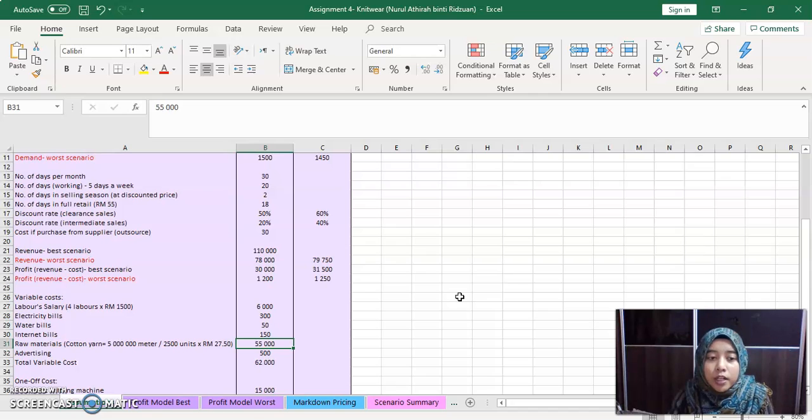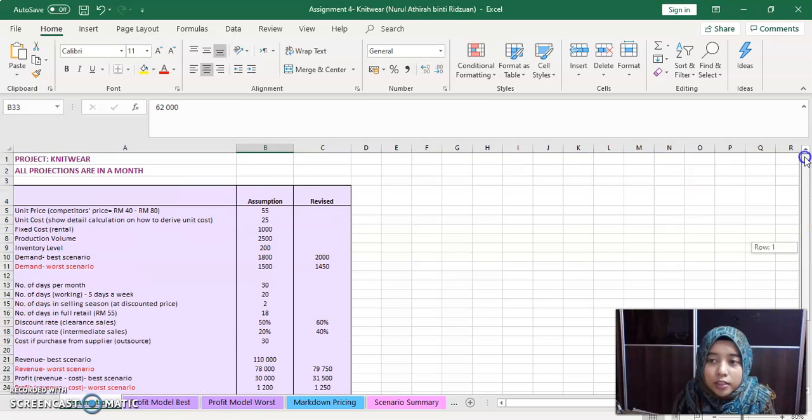For 2,500 units, I need 5 million meter. So 5 million meter divided by 2,500 units, multiply with 27 ringgit and 50 ringgit for the cotton yarn. So I get the 55 ringgit. The advertising is 500, so the total is 62,000 ringgit divided by the production volume 2,500, so I get 25 ringgit.